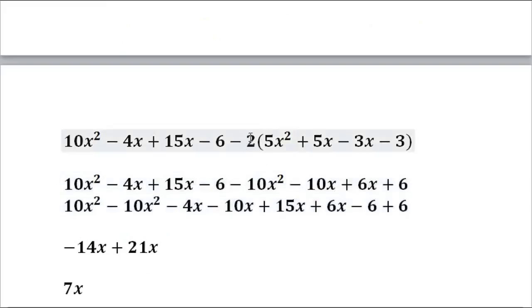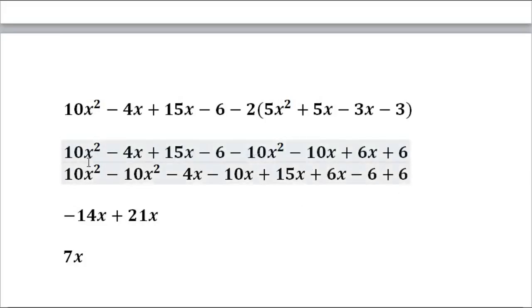Next, I'll multiply the negative 2 in front of the parentheses by each term within the parentheses. We have negative 2 times positive 5x squared, negative 10x squared, negative 2 times positive 5x, negative 10x, negative 2 times negative 3x, positive 6x, and negative 2 times negative 3, positive 6. Next, let's arrange the like terms in this expression.